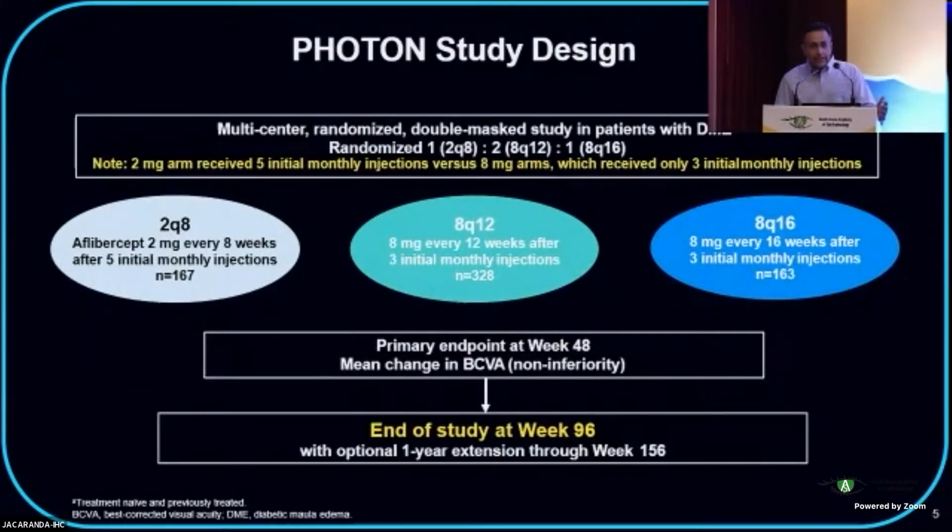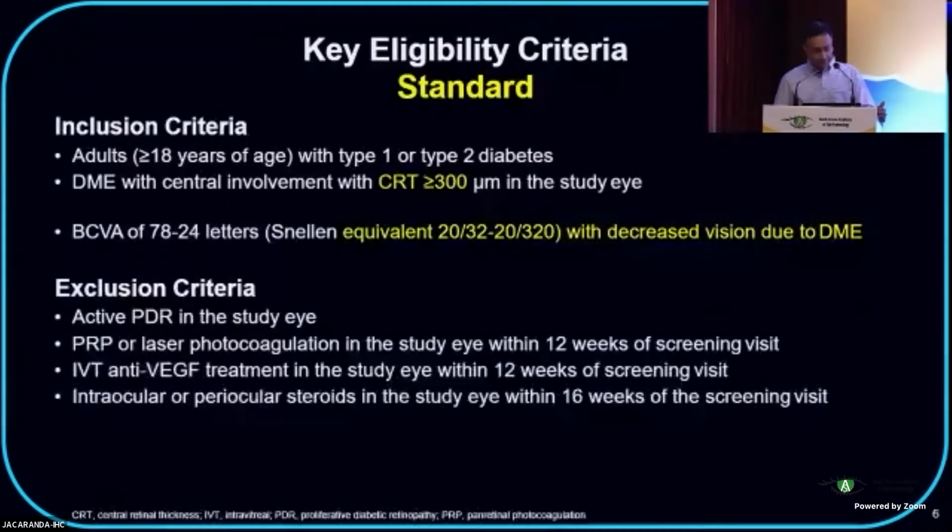So this is the design of the trial. This is a slightly busy slide, but basically the traditional 2 milligram was given every 8 weeks, and they gave 5 initial monthly doses. But in the 8 milligram doses, both of them, please note that they only gave 3 initial monthly, and then they started extending it. And the endpoint of the study was at 96 weeks.